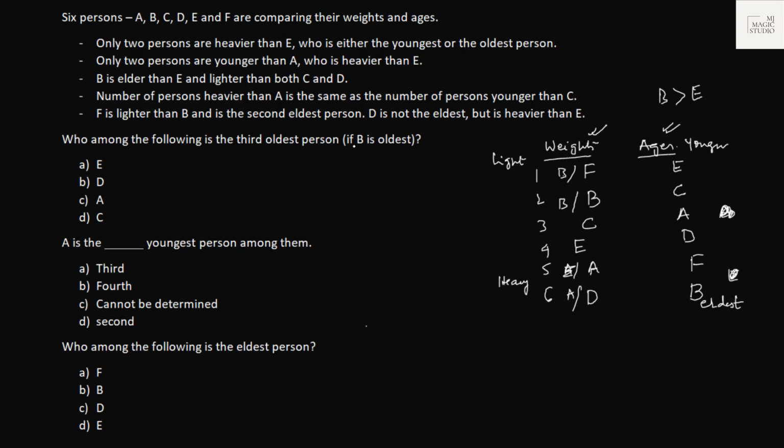Who among the following is the third oldest person? If B is the oldest, we know that B is the oldest. Then who is the third oldest? Third oldest is D. A is the fifth youngest person among them. Oh, I need to look at the younger people. A is the third youngest person among them. Who among the following is the eldest? Eldest is B, already known. Done. Now, let them ask whatever they want.